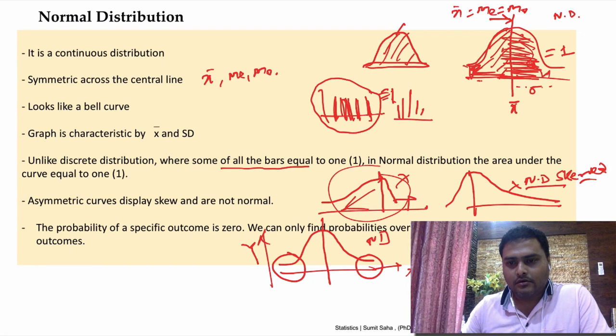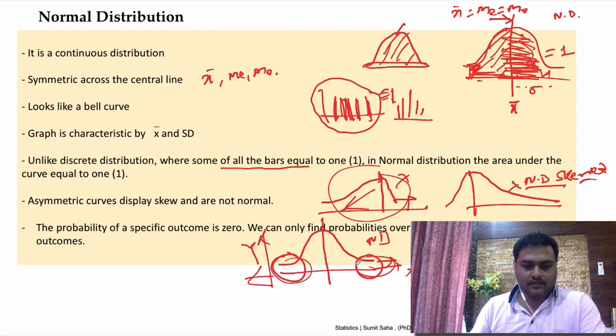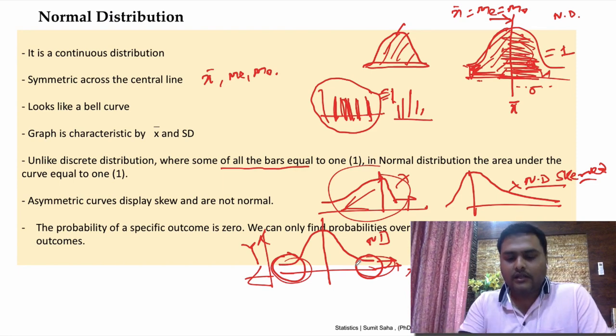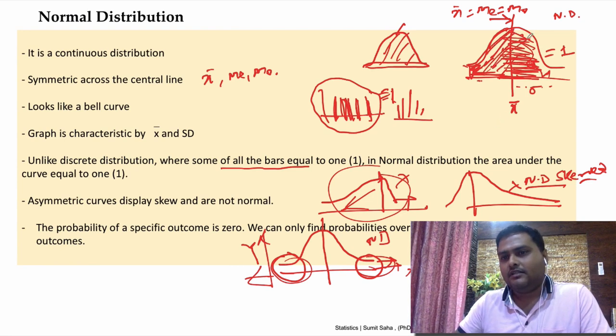Asymptotic curve. It means it will never touch the x-axis, whether it is on the right hand side or on the left hand side. Okay. Now this is the main concept: we can only find the probabilities over a specified interval or the range of the outcomes. That means, as you know, it represents the area under the curve.